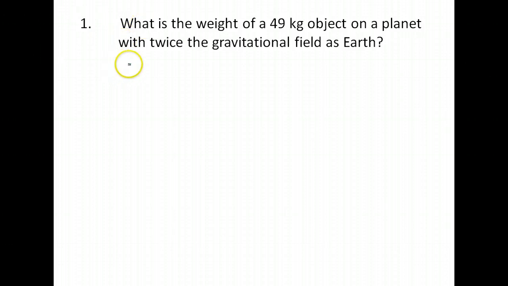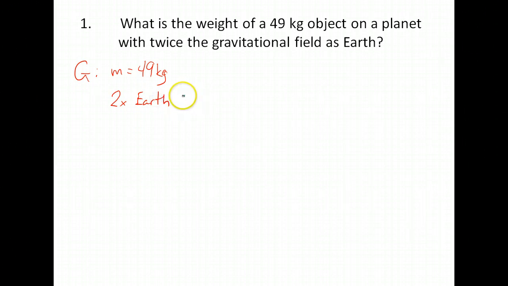in problem number 1. It says, what is the weight of a 49 kilogram object on a planet with twice the gravitational field as Earth? Alright, let's write out what we know here. What are our givens? What do we know? Well, we know that the mass of the object is 49 kilograms. We also are told that the gravitational field is 2 times that of Earth. Okay, so what does that mean?